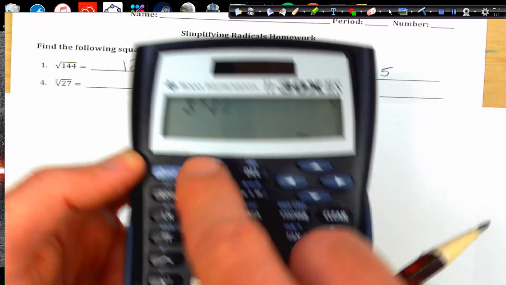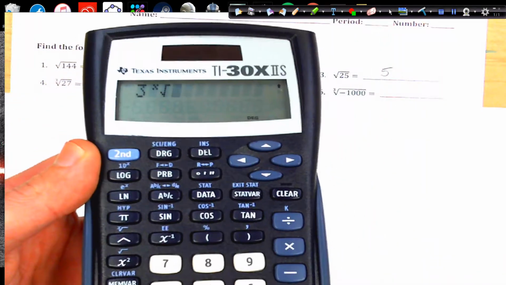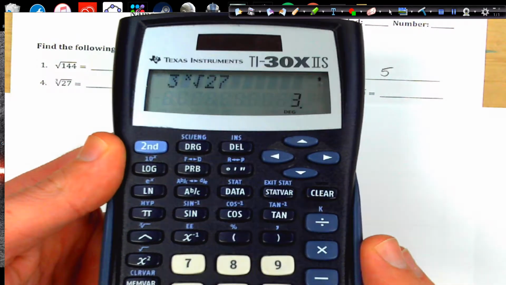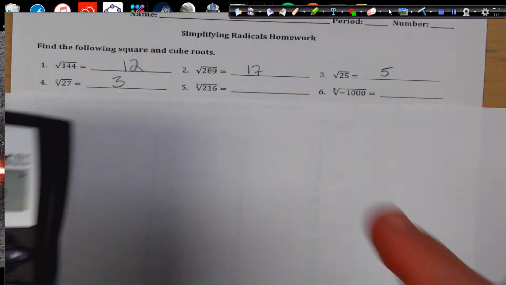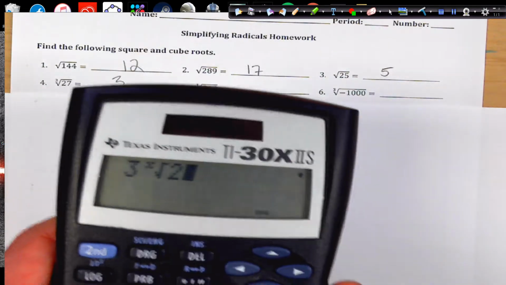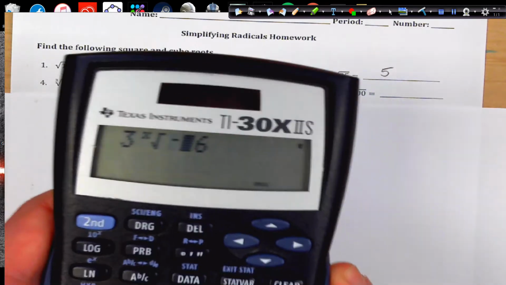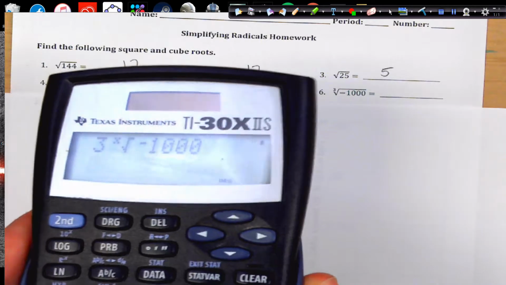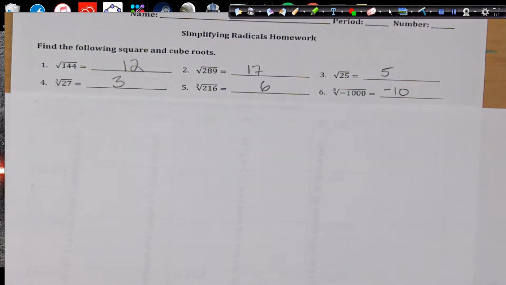Anyway, so we got 3, and then we can hit that little second button, and then we hit right there, that button. Okay, let's just do cube roots. So we can type in 27, hit enter, and we're going to get 3. That just means 3 times 3 times 3 is 27. We could do that with 216, hit enter, and that's also a perfect cube root. And we can actually use it with negatives too, since a negative times a negative times a negative ends up being a negative, so we could use negative 10 as our answer. Okay, so these are all perfect ones where we don't have to do any reducing. We can use our calculator.